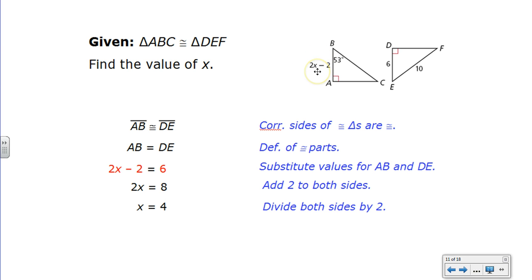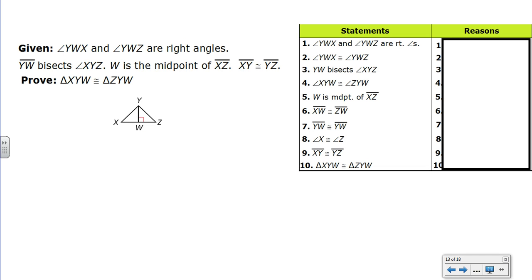2 times 4 is 8, minus 2 is 6. 6 equals 6. Very good. All right, so now we're going to practice a proof here. The statements have been given, and you need to state the reasons.